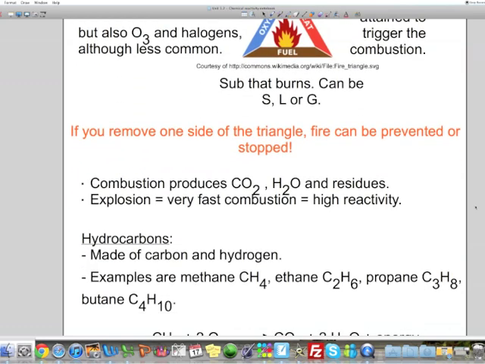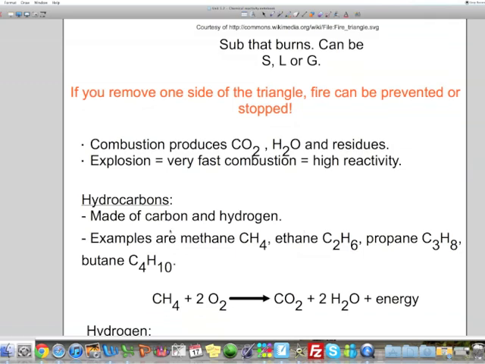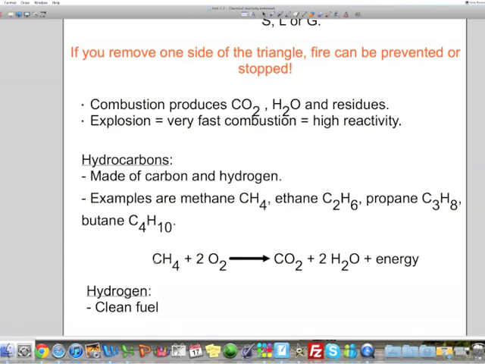You probably remember from last year that combustion produces carbon dioxide and water, and sometimes, depending on the fuel being burnt, some residues. An explosion is a type of very fast combustion, which means there's high reactivity there. So it is a combustion, it's just that it happens so quickly that it releases all the energy at once, thus creating an explosion. Hydrocarbons, I talked about before, are compounds made of carbon and hydrogen. Again, you have examples here. Because they're only made of carbon and hydrogen and nothing else, they will only release carbon dioxide and water, no other residue. And again, your energy, because it's an exothermic reaction.